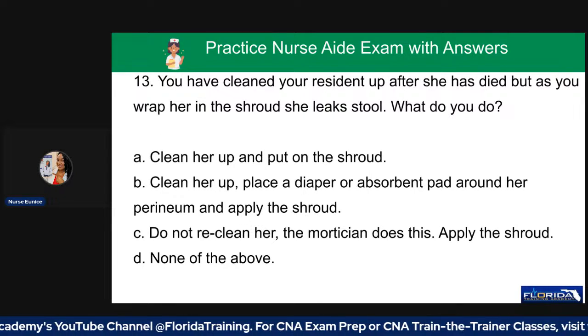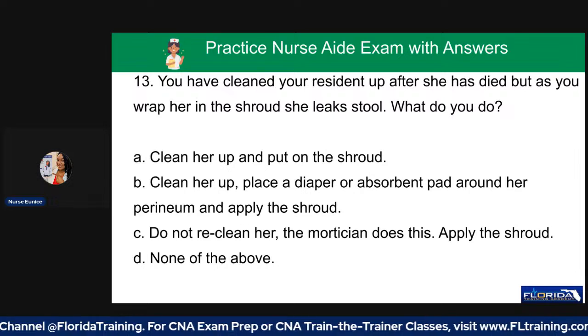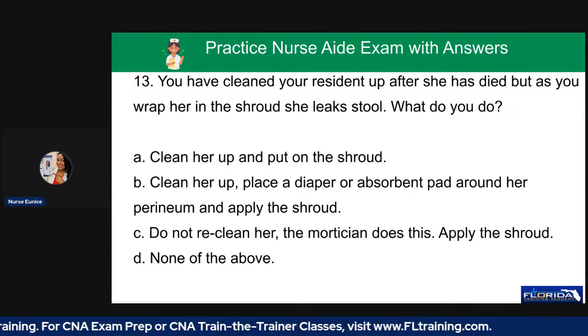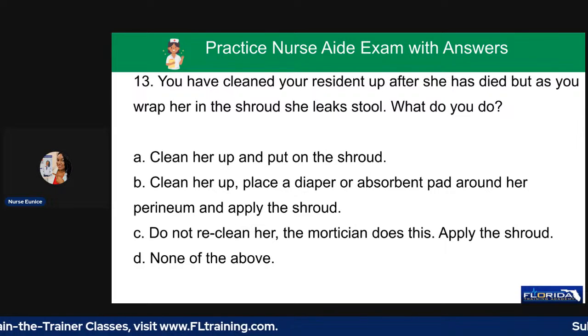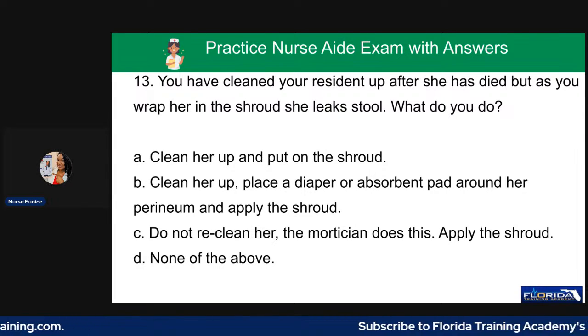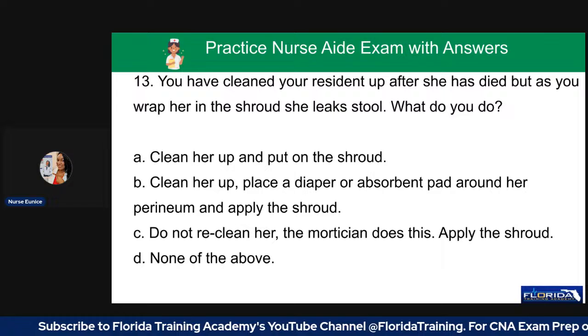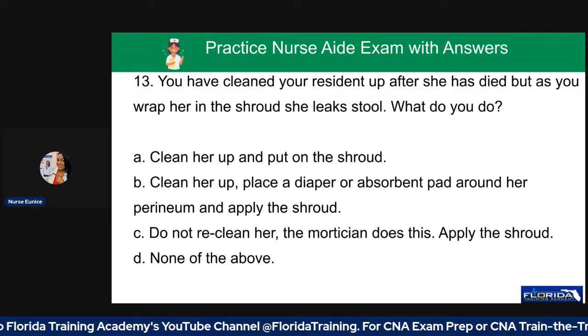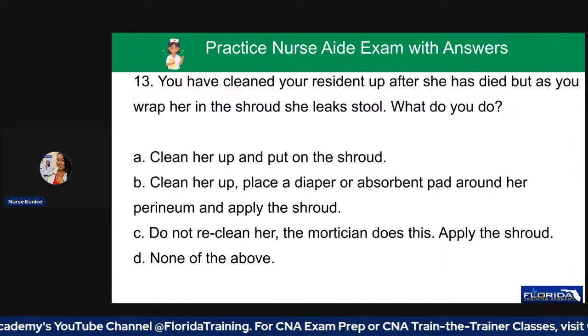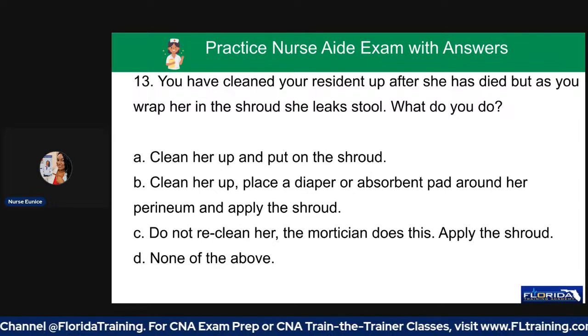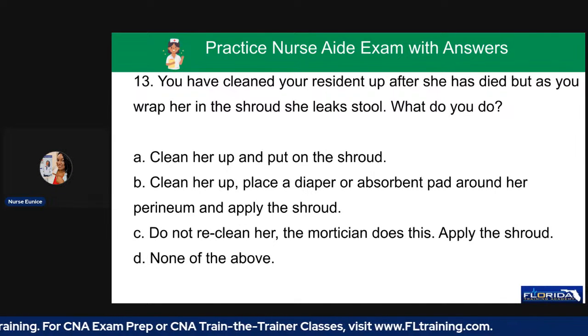Number 13, you have cleaned your resident up after she has died, but as you wrap her in the shroud, she leaks stool. What do you do? A, clean her up and put on the shroud. B, clean her up, place a diaper or absorbent pad around her perineum, that's her vaginal, pretty much her diaper area, and then apply the shroud. C, do not reclean her. The mortician does this. Just apply the shroud. Or D, none of the above.